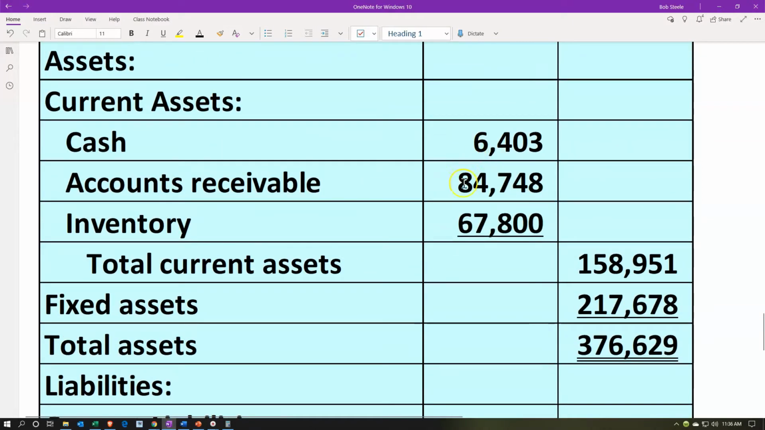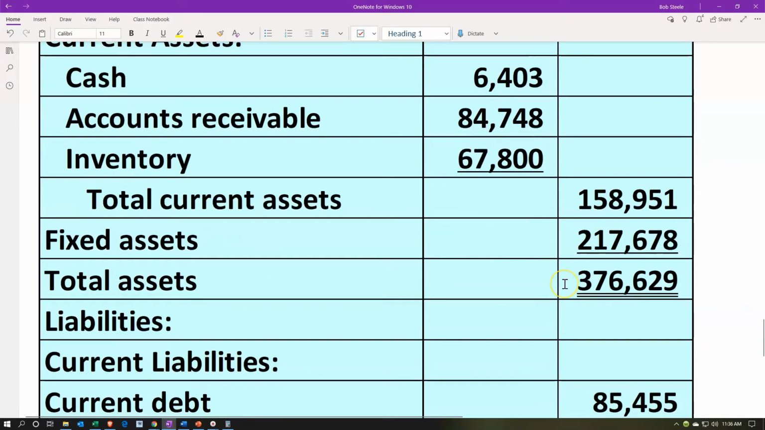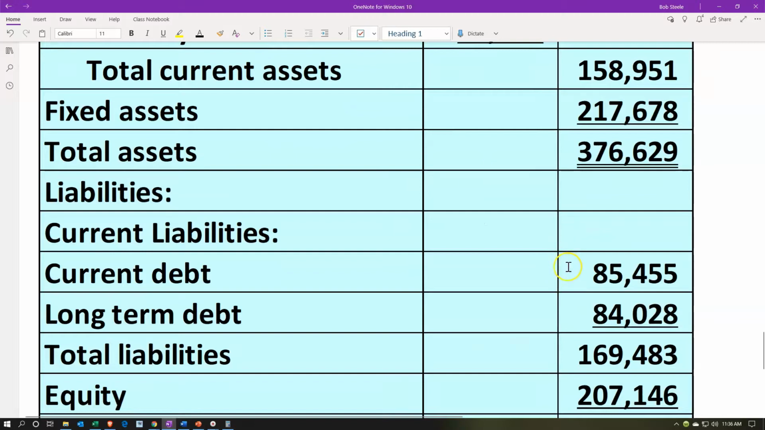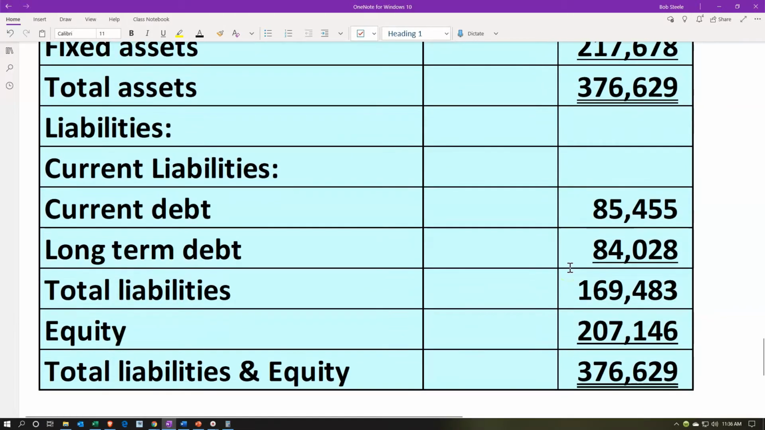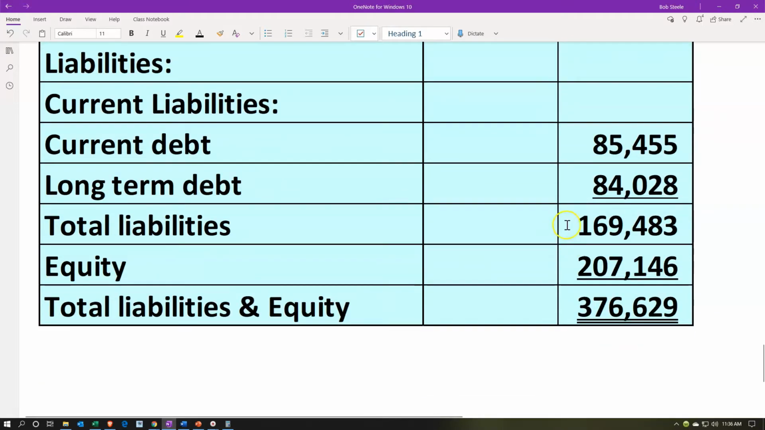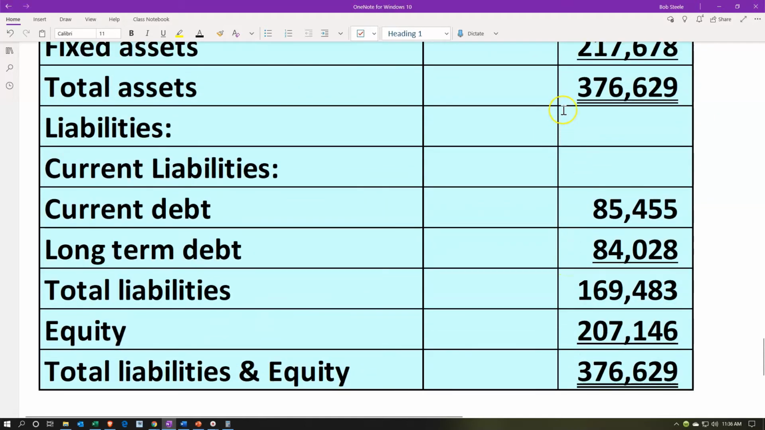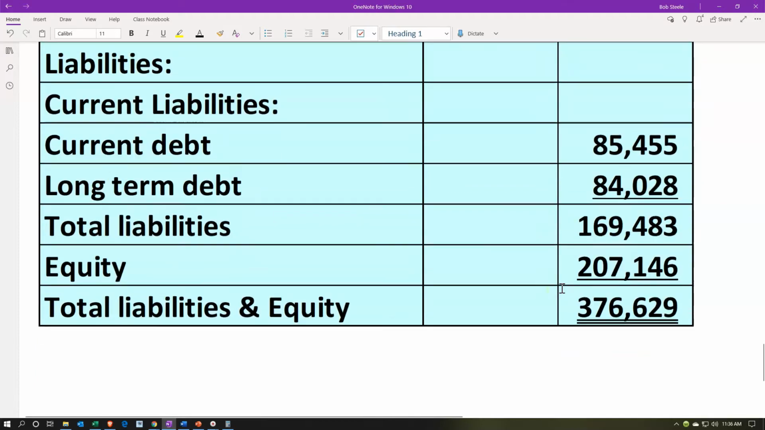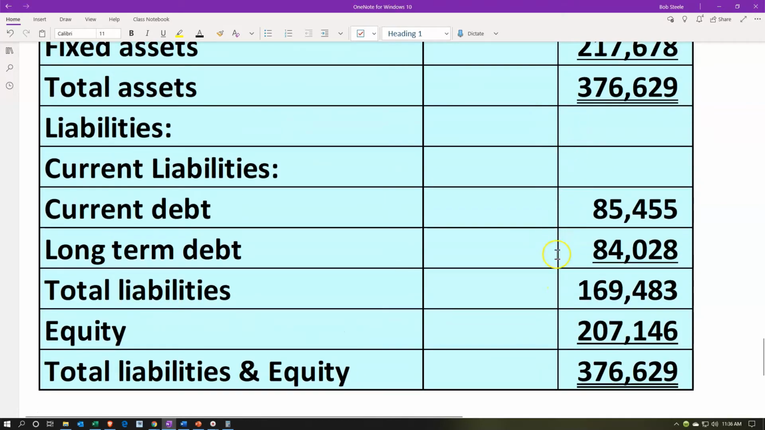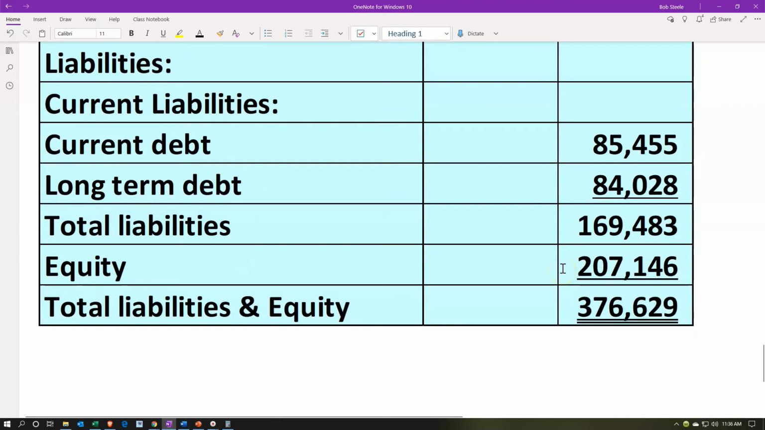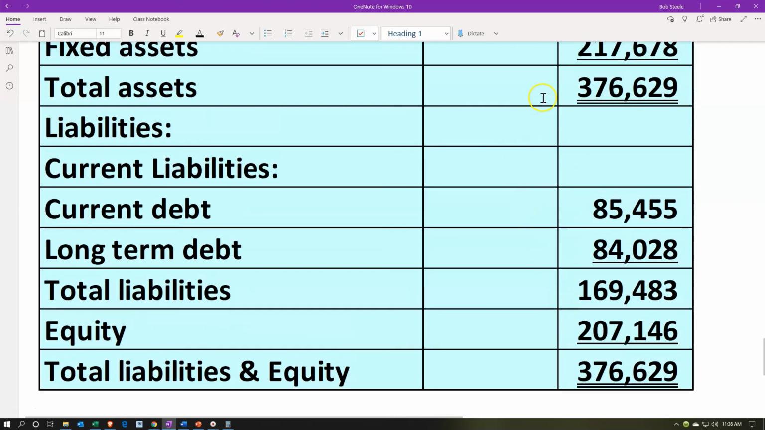We got the cash, accounts receivable, inventory. We've got the current assets plus the fixed assets gives us the total assets. We got the current liabilities, which we grouped together all in as current debt. We've got the long-term debt, which we grouped all in as just one debt line item. That gives us the total liabilities. And then we backed into the equity by taking assets minus liabilities. Assets minus liabilities, giving us equity. Therefore, the liabilities plus the equity will equal total liabilities and equity, which will match, of course, the assets.